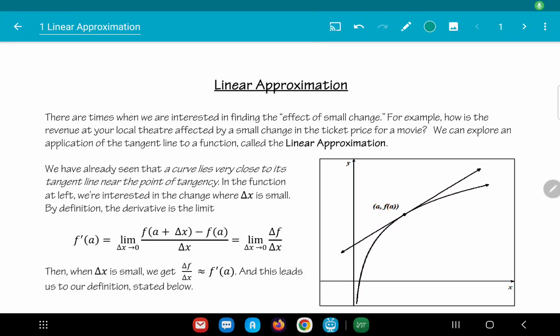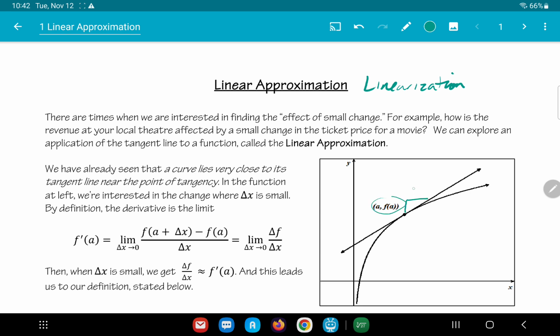Okay, today we're going to be looking at linear approximation, or another word for it is linearization. And the idea behind linearization is just finding the equation of the tangent line. We've done this so many times already throughout this year. We're basically finding the equation of a tangent line, and we know that the equation of a tangent line needs a point and a slope.